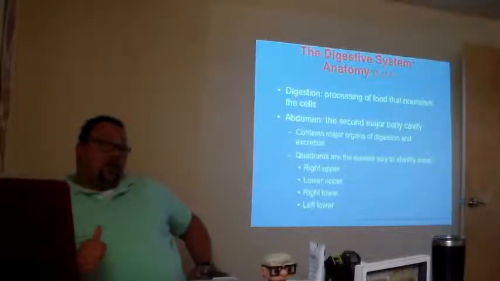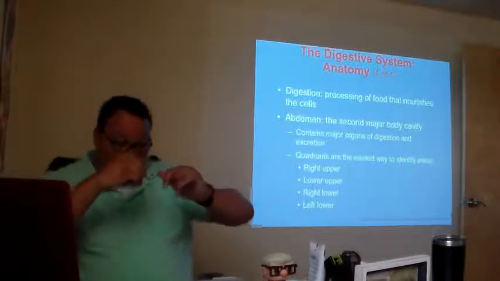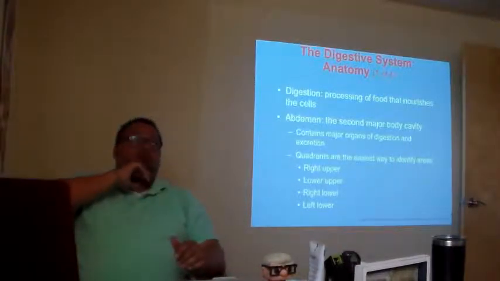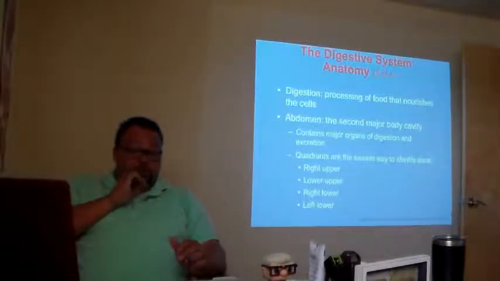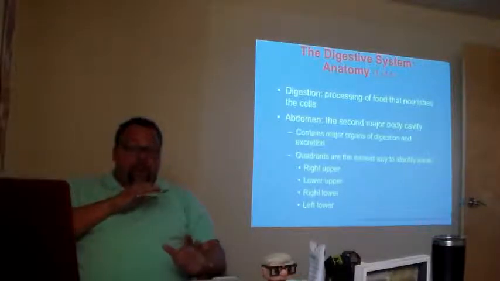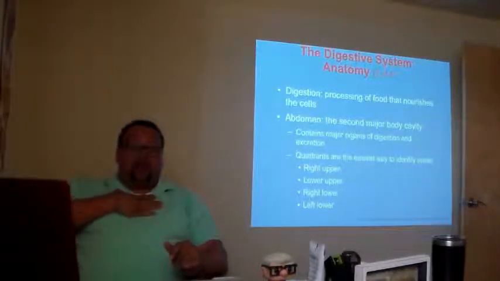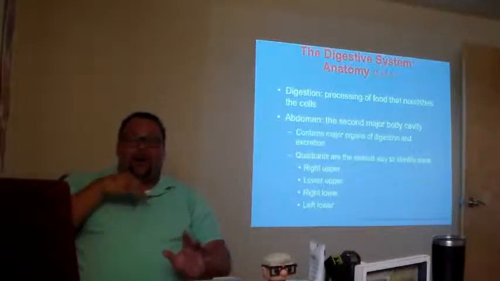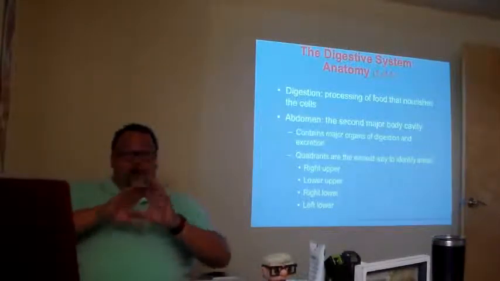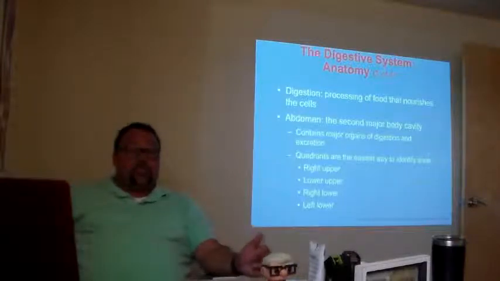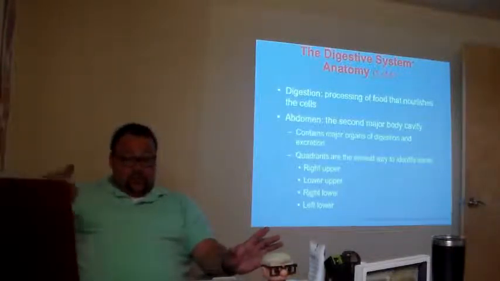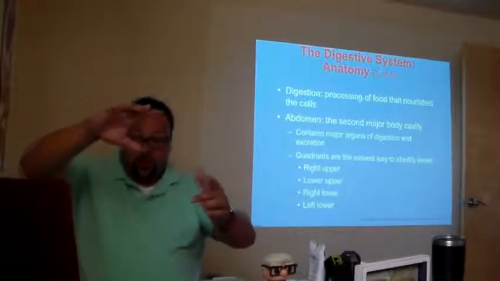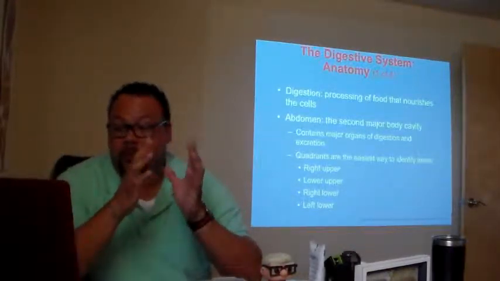The right upper quadrant has the liver, the gallbladder, and a portion of the colon. The left lower, excuse me, that says lower upper, which is not correct. That is left upper. Sorry, I didn't write that. It's the stomach, the spleen, and a portion of the colon. The right lower is the large intestine. It's what's referred to as the cecum and the ascending colon. So that's the colon going up and over.